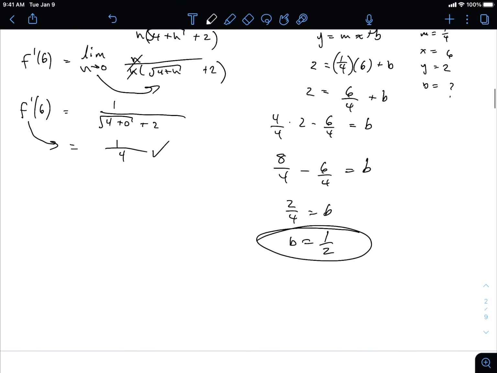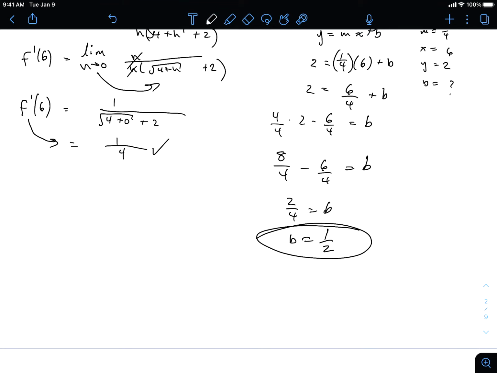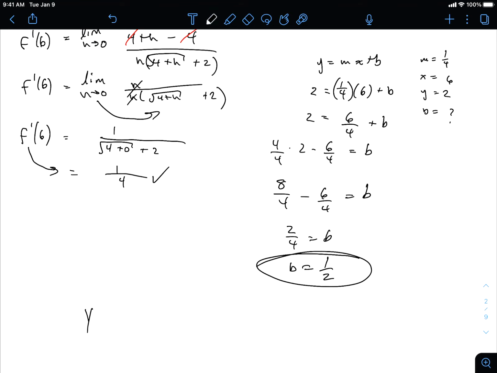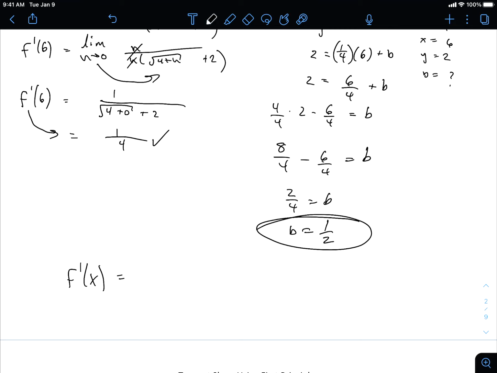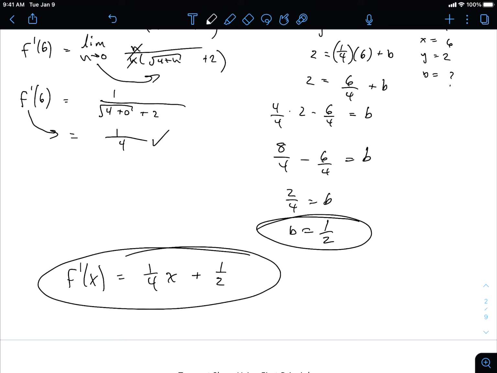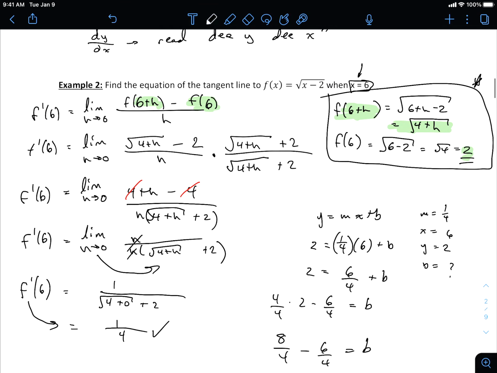Now you can write out your equation. This would be your equation of the tangent line, right? We're going to say, y equals, or f prime of x, I suppose would be a better way to write it, actually. F prime of x is equal to, you know the slope is 1/4 x plus 1/2. You now have an equation that will allow you to solve for the slope of any point along this curve that we started with originally.